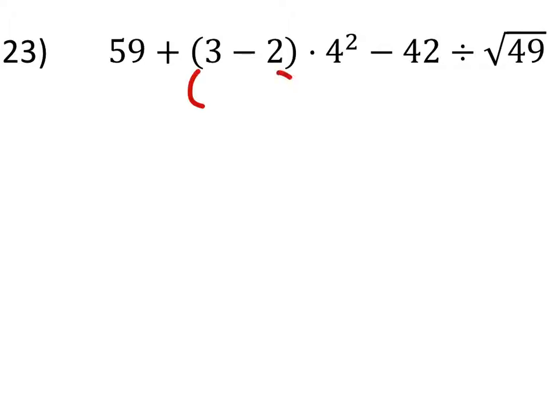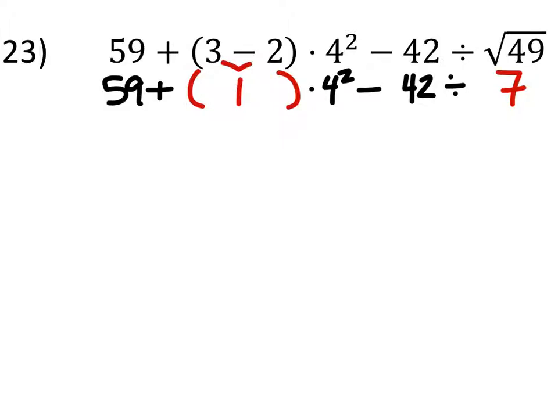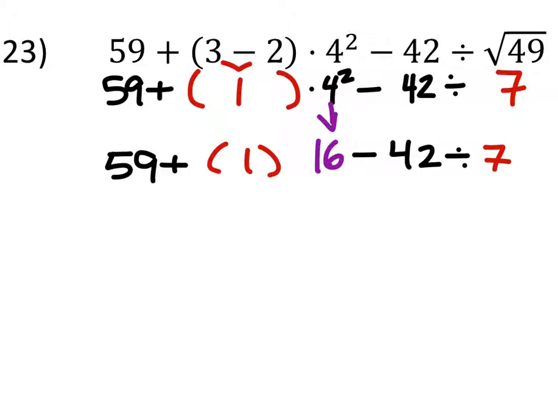We've got the 3 minus 2, which is 1. But then we've got the square root of 49, which is 7. So if we had a square with an area of 49, its side length would be 7. 7 times 7 is 49. Now I have a more simplified expression, and we've got rid of all the parentheses. What I have now is 4 squared. 4 times 4 is 16. So I've taken care of the exponents now.